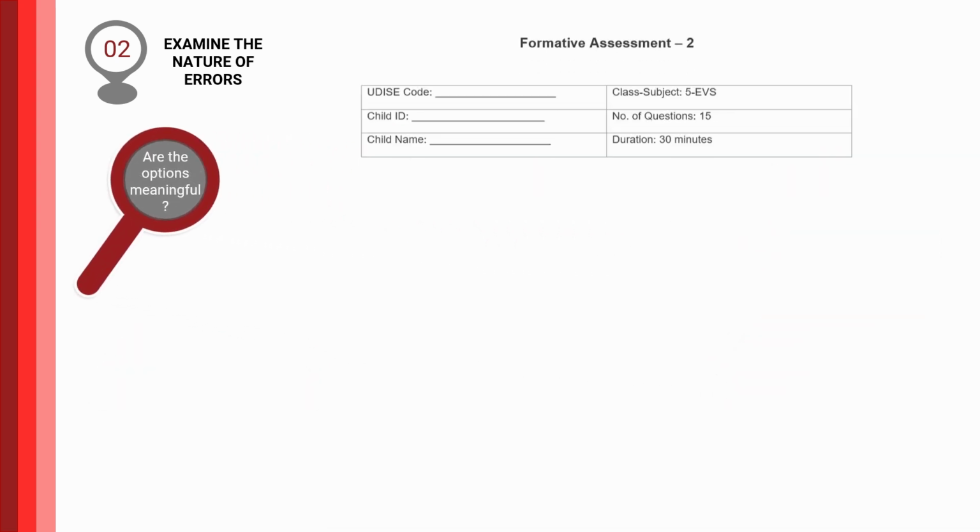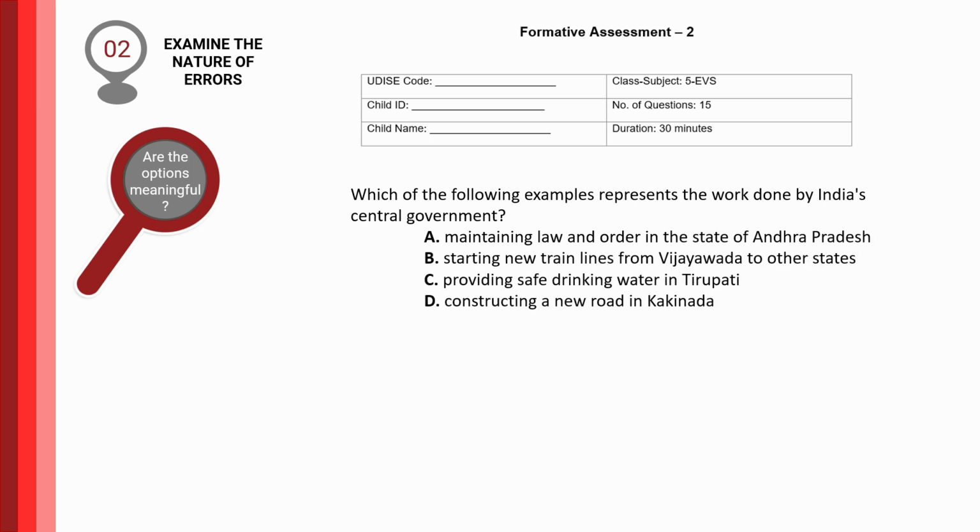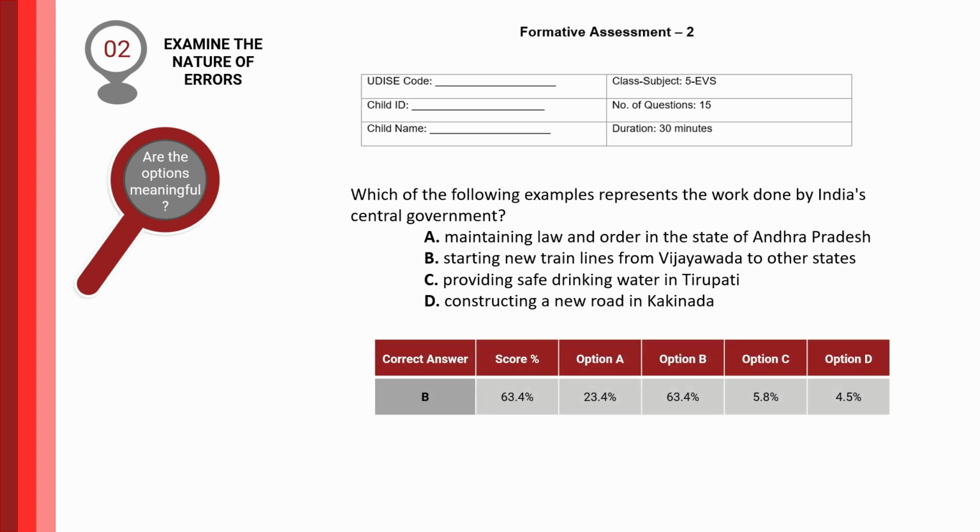Third, look at the quality of options. The most useful questions are those where each wrong option reflects a specific way of thinking. Let us see this question. The students are asked to identify the work of the central government out of the given options.